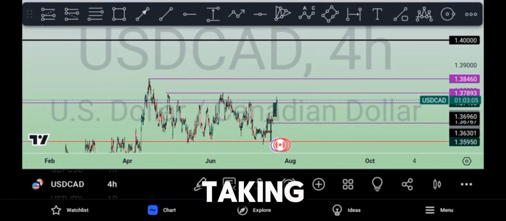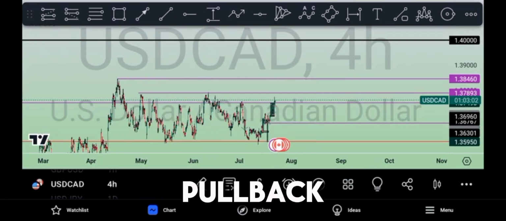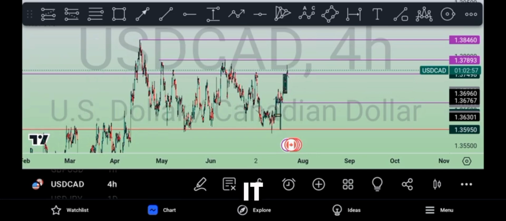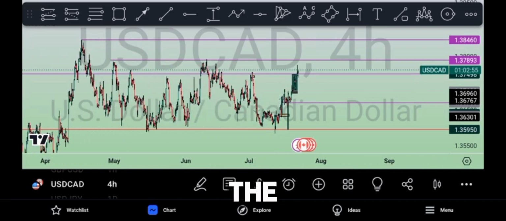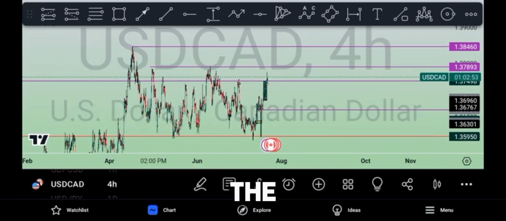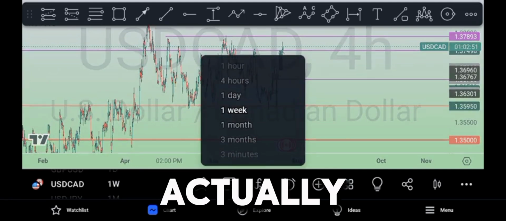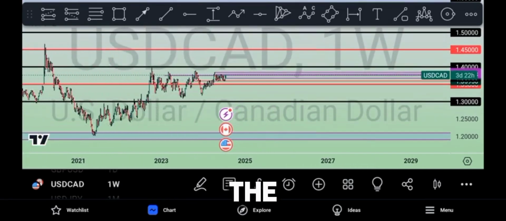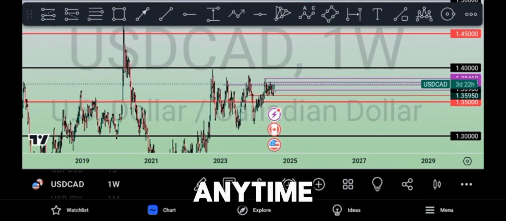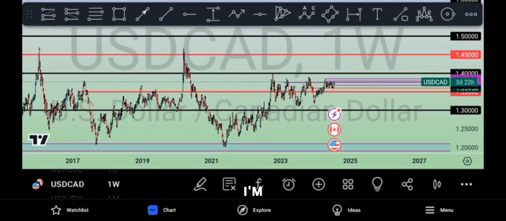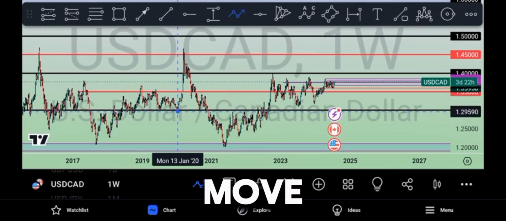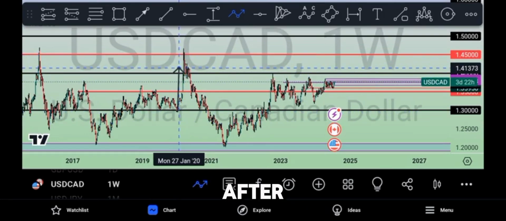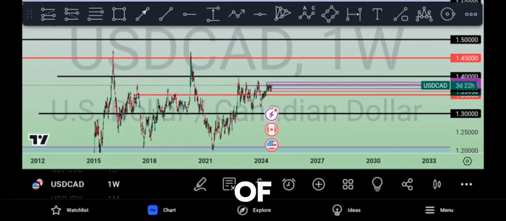And then after taking out that level, I should be expecting a pullback or a retracement, however you want to call it, and then for the market to continue the bullish move, because the market has actually been ranging for the longest time. So anytime the market breaks out, I'm expecting to see this kind of move, like this.